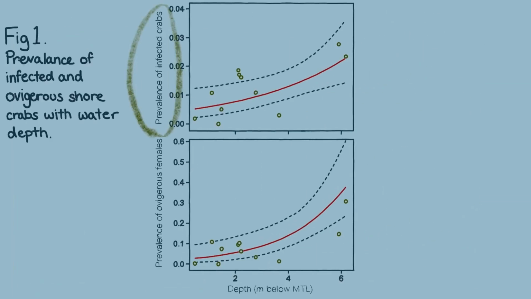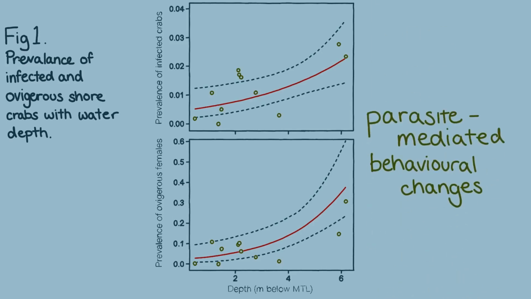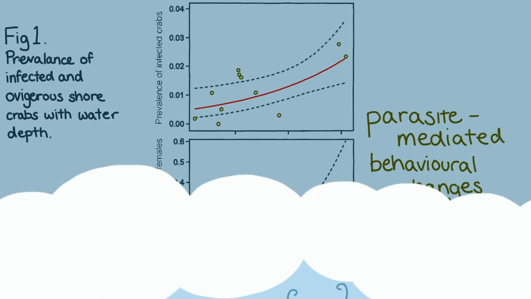They found that both the prevalence of infected crabs and of ovigerous females significantly increased with water depth, with the p-value being less than 0.01. The results suggest parasite-mediated behavioural changes, where the infected crabs behave like ovigerous females, migrating towards deeper waters.